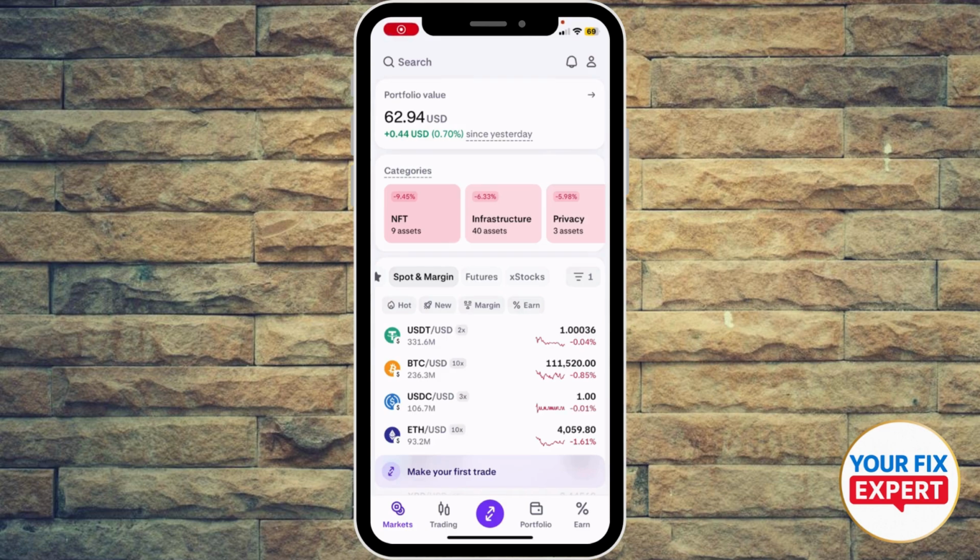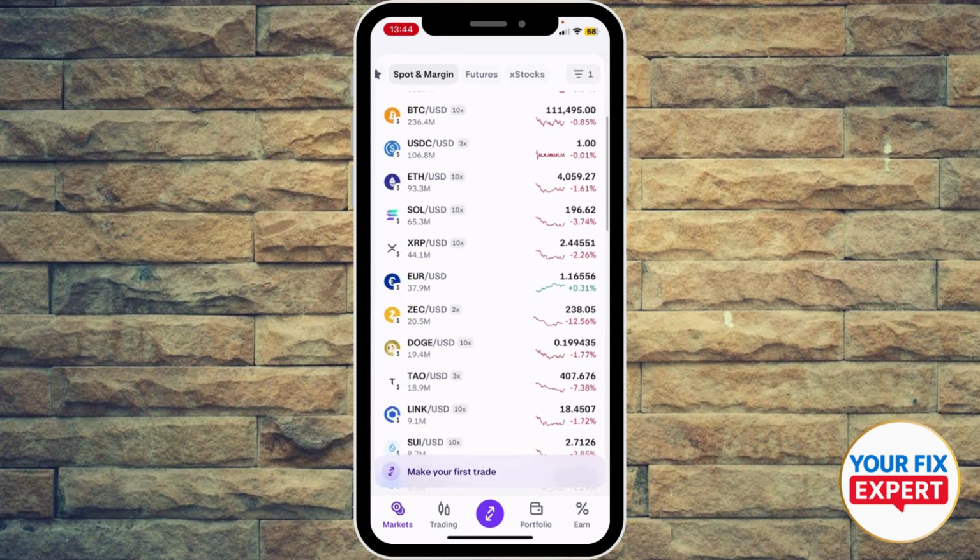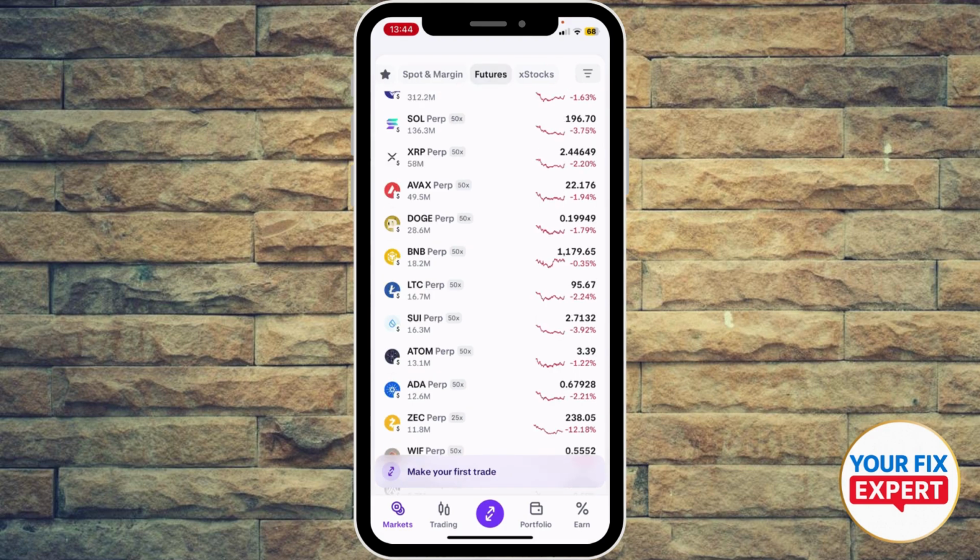Hey guys, to trade like a pro on Kraken, use the advanced features of the Kraken Pro platform or app, which include customizing your interface with various widgets, choosing from different order types like limit and stop loss orders, and using advanced trading options like margin, derivatives, futures, stocks, etc.